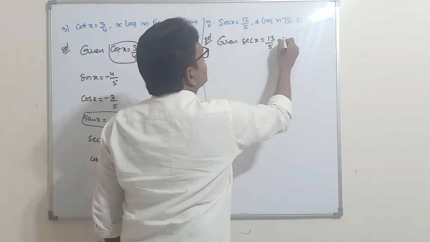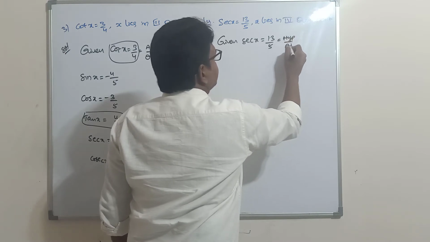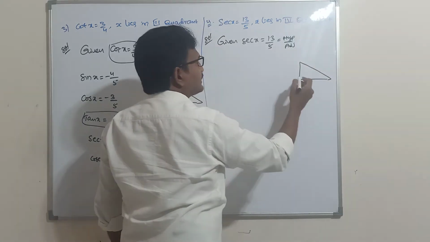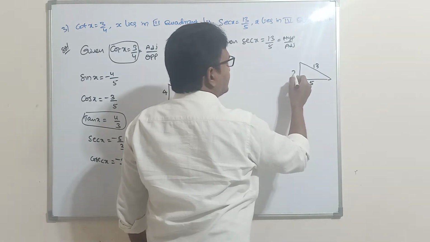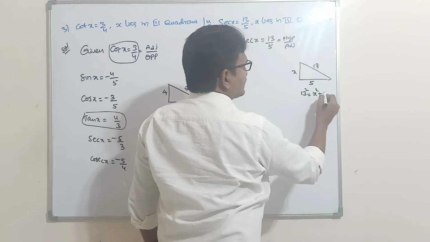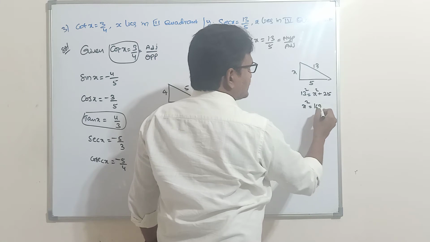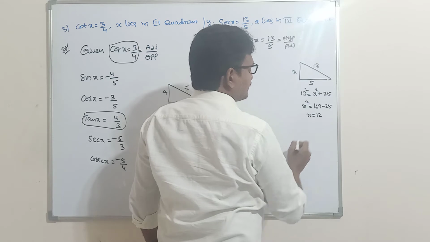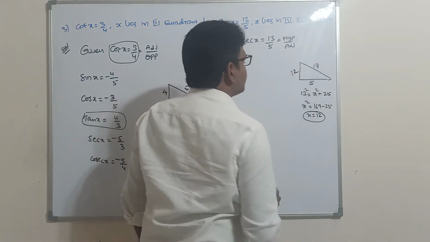Similarly, if you come to the fourth problem, given secant x is equal to 13/5. Secant x means hypotenuse by adjacent side. So for a right angle triangle, secant x value is given. Hypotenuse is 13, adjacent side is 5. Let the opposite side be x. According to Pythagoras theorem, 13 square is equal to x square plus 25. 5 square means 25. So x square is equal to 169 minus 25, that means 144. So x is equal to 12. So the third side is 12.